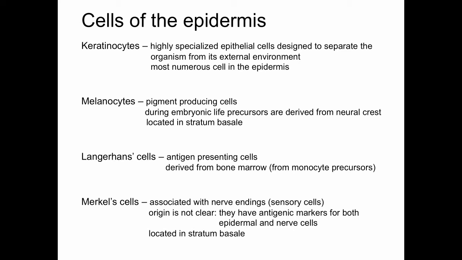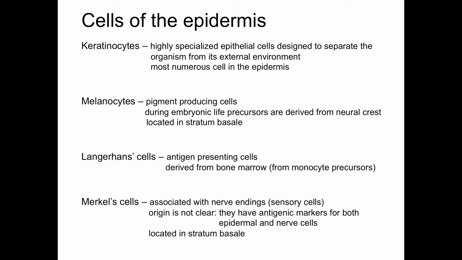Melanocytes are pigment-producing cells. During embryonic life, the precursors to melanocytes are derived from the neural crest. And this is going to be clinically very significant because neural crest cells, as you know, are migratory cells. And as you might imagine, tumors derived from melanocytes can be highly invasive. The melanocytes are located in the stratum basale.